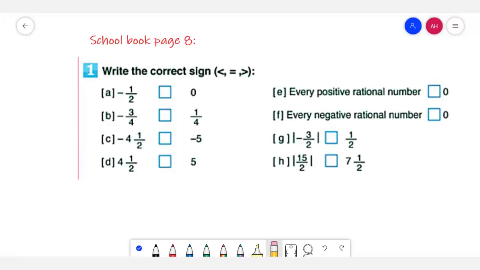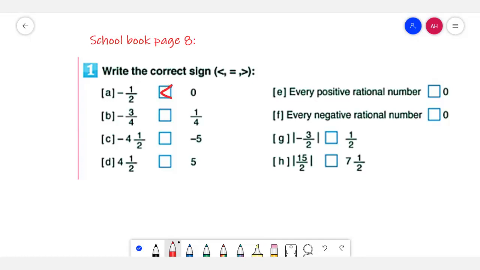I would like you all now to go and open your school book page 8 and write today's date. Right beside question number 1, classwork. Here are some rational numbers and we want to compare between them. So let's go for number A. Number A is negative half and 0. We said that any negative rational number must be less than 0. So negative half is less than 0.